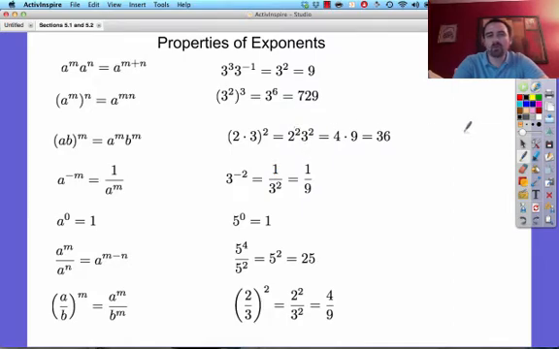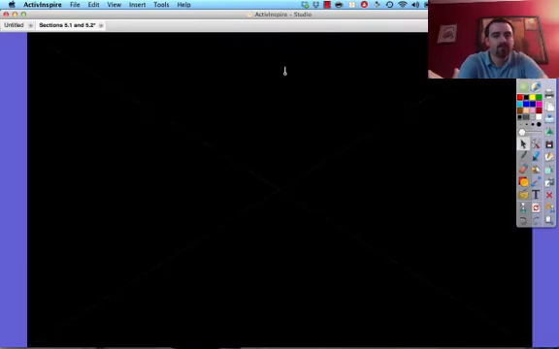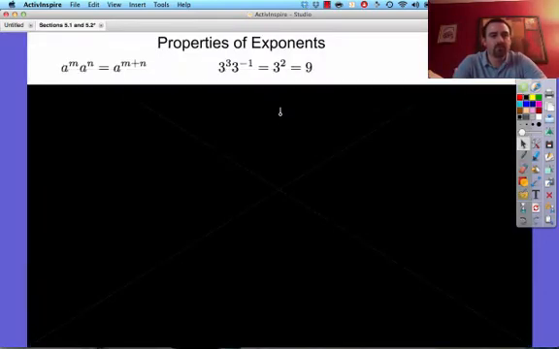These are all things you should have done before, so it should just be some review. Let's go through one by one here. The first rule says that if I have the same base and different exponents and the two numbers are multiplied together, I can add the exponents. So for instance, if I have 3 cubed times 3 to the negative 1, I can write that as 3 squared, which is 9. It's a lot easier than taking 3 cubed, finding out that it's 27, and taking 3 to the negative 1, figuring out what that is, and then realizing it's 9.